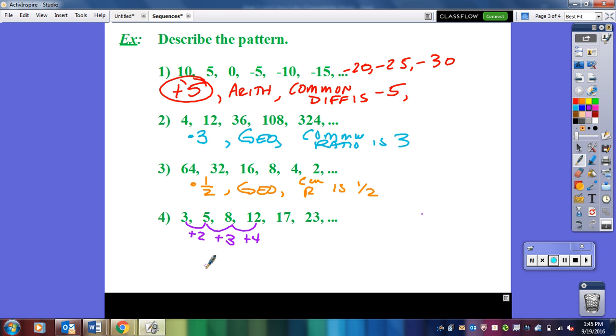This looks like it might be arithmetic because there's a pattern with adding, but in fact, it's not. This is an example of neither. Because in order to be arithmetic, it needs to be adding the same thing each time. This is a neither. If I had to describe this, it's add 1 more each time. Not add 1 each time, add 1 more. Add 2, add 1 more, add 3, add 1 more, add 4, add 5, add 1 more each time. It's neither, and there's no common ratio or common difference because it's neither.